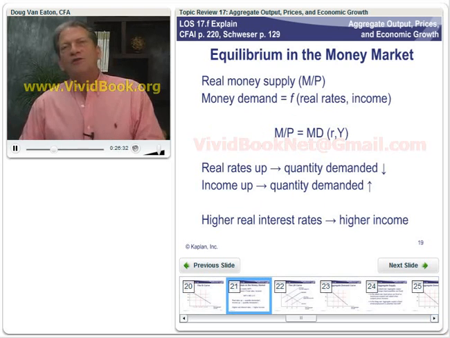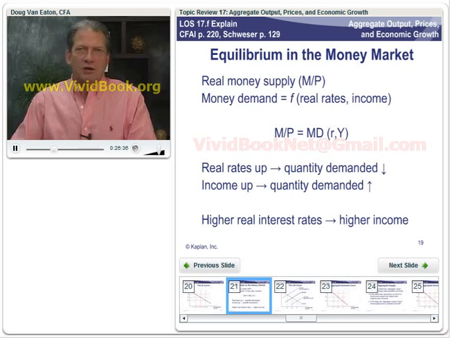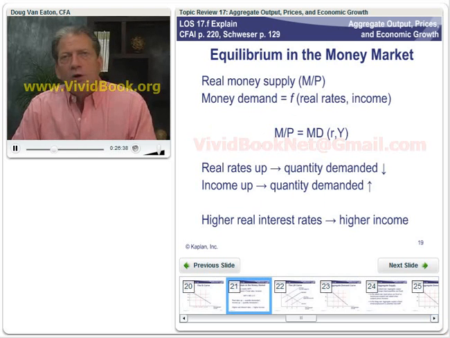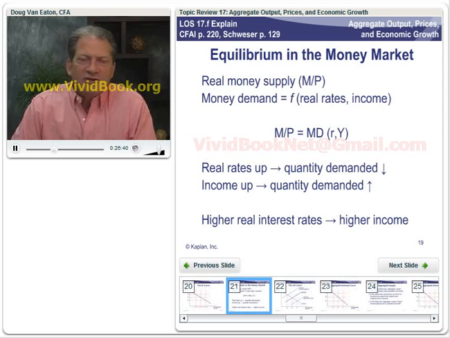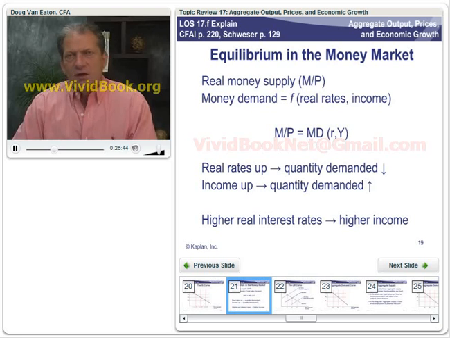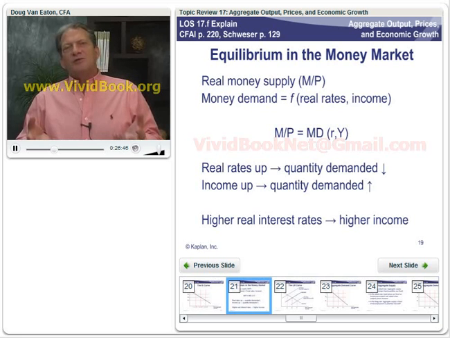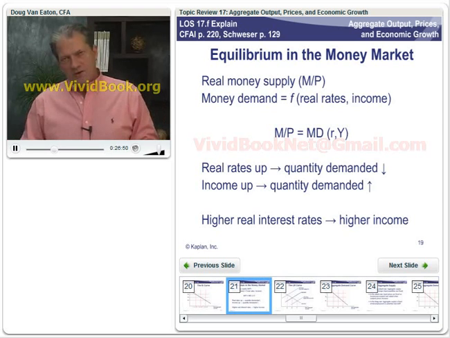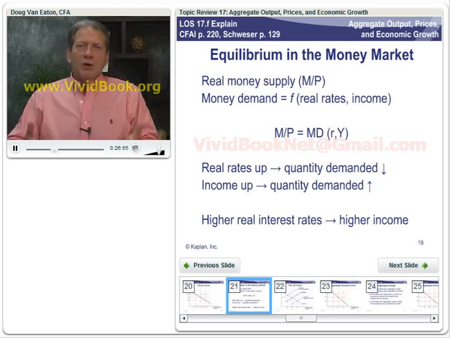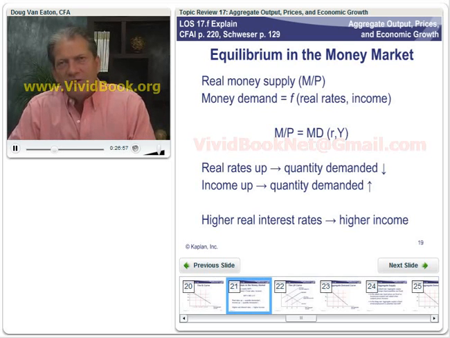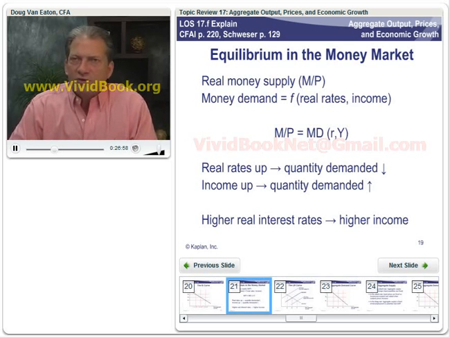So now we need to talk about our LM curve. We need to talk about equilibrium in the money market. We're going to define the real money supply as just the nominal money supply, M, divided by the price level, right? So at higher prices, if we keep the nominal money supply constant, the real money supply falls as prices increase. And we think money demand is essentially a function of two things: real interest rate and income.